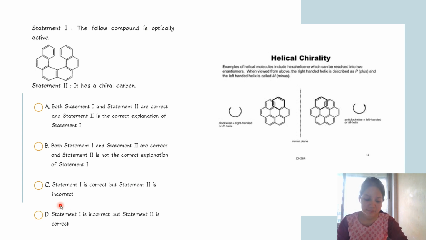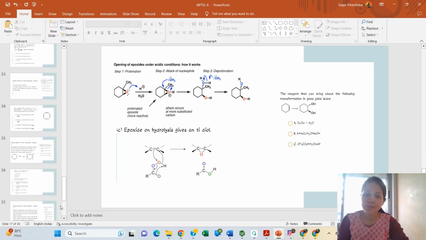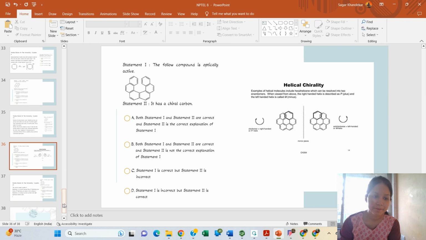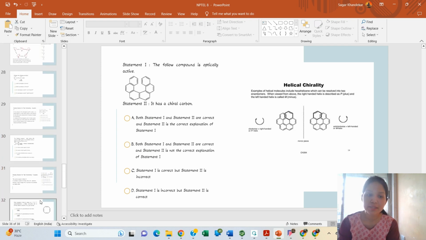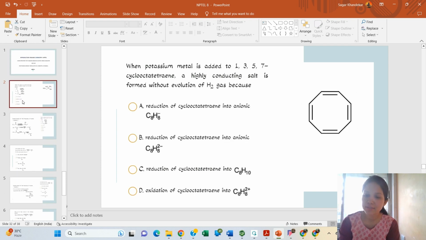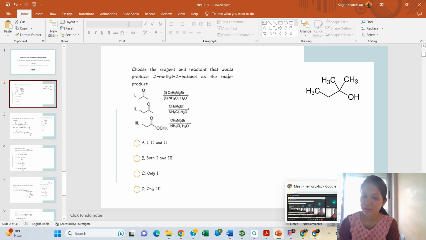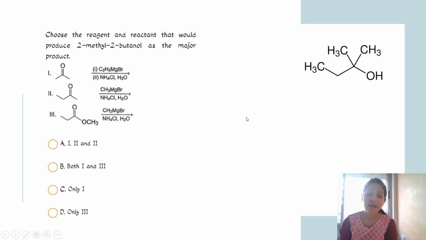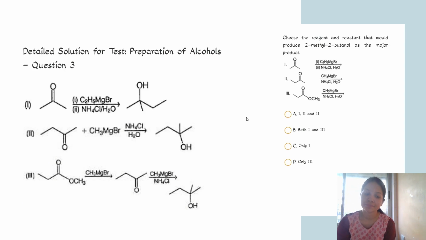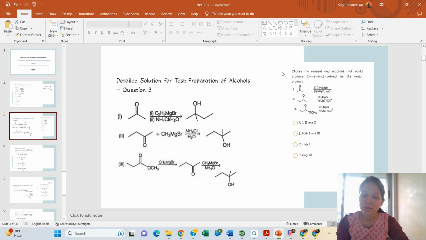So with this, we have discussed a few questions on the topics alcohols, epoxides, and aromaticity. Let us quickly go through the questions discussed in the tutorial. We started the question series with this question where you were asked to identify the reaction condition which would give you 2-methyl-2-butanol as the major product, and we found that all the three reaction conditions were giving you the desired product.